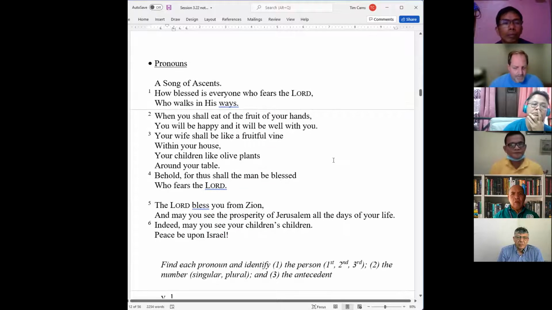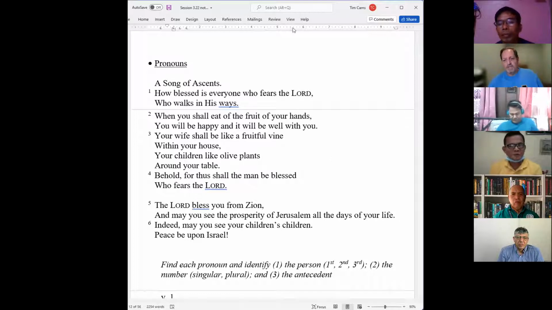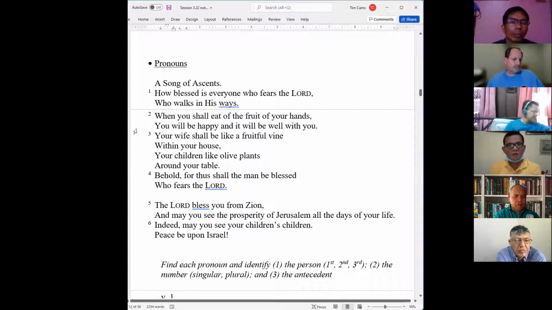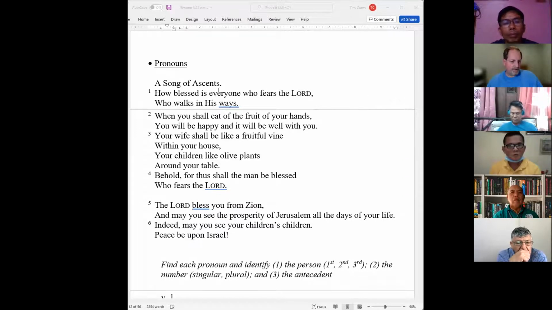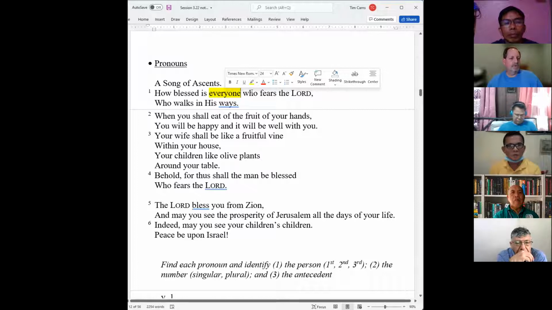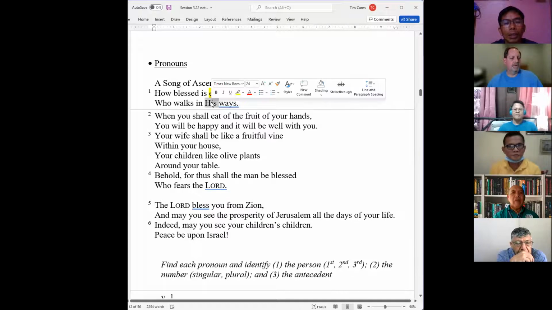So we finished that step, and then we were going to move on now to the next step, which is pronouns. And here's where I'm going to ask each of you, I'll give each of you a verse so you can help identify the pronouns. Kazot, we'll start with you. Just take verse 1 and identify for us all the pronouns you see in verse 1. Verse 1, everyone. Okay, good. Everyone. Who. Who. His. Okay, who. Yeah, his, yes. His. And then we have another who.